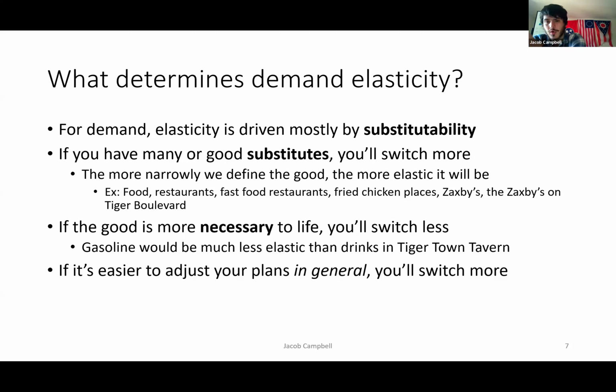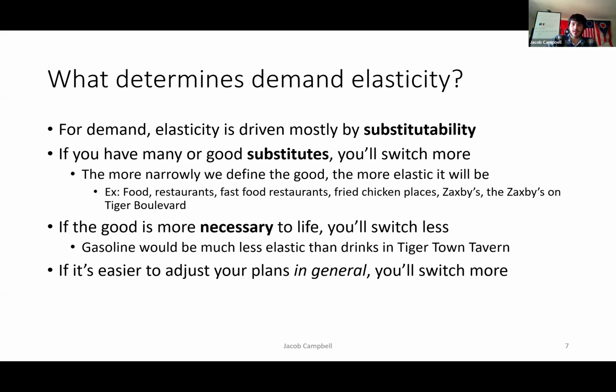You can go more and more narrow with it. So, like in that example, I have fried chicken places and then Zaxby's, and then the Zaxby's on Tiger Boulevard specifically. The more narrowly the good is defined, the less unique it is, and so the less important it is to you that you get that specific good. And because of that, the good is going to be more elastic. Another major factor in determining demand elasticity, which I already hinted at, is how much of a necessity it is.